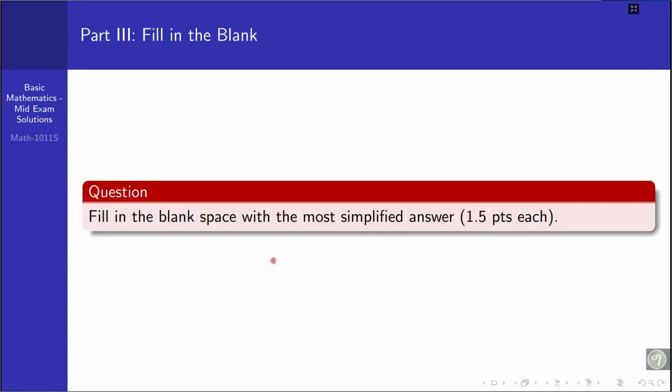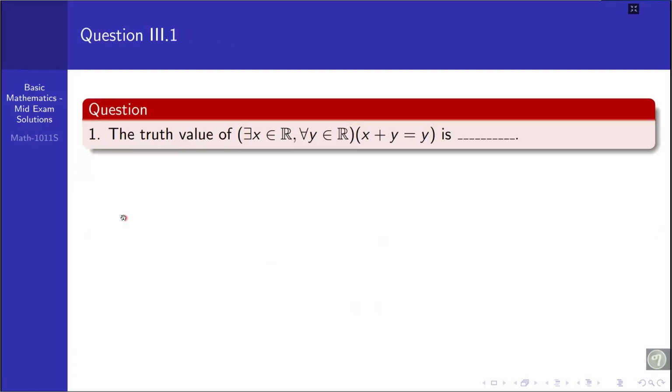Okay, the third part, or simply the third item, is fill in the blank space. Then question number 1: the truth value of, for some x, an element of R, and for every y, which is an element of R again, x plus y is equal to y, is blank.